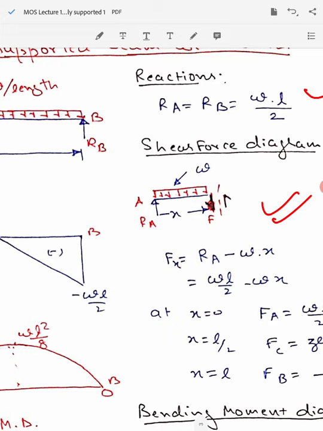So the net force that is acting because of this UDL is W multiplied by the distance on which it is acting, that is small x. Therefore our shear force will be given by RA minus W into x, because Wx, the load, is acting in the opposite direction to the reaction.